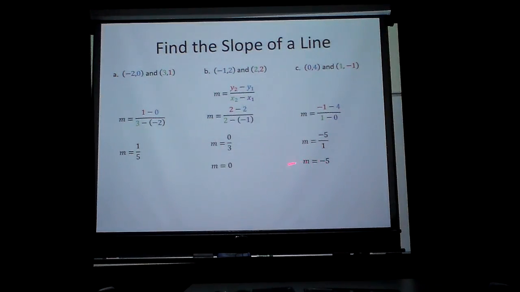But just know that if you have numbers like this here, if you're talking about slope, you could also put these, actually 0 over 3 is the same as 0 over 1, and -5 would be the same as -5 over 1 when trying to work some problems out. That's how you would find the slope of a line.